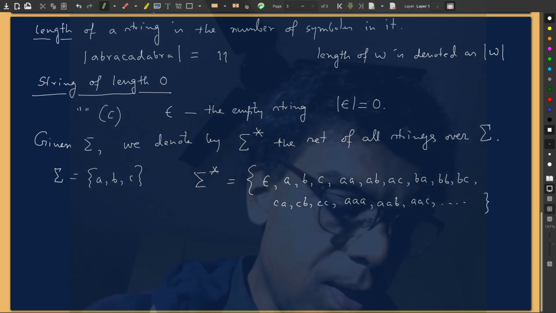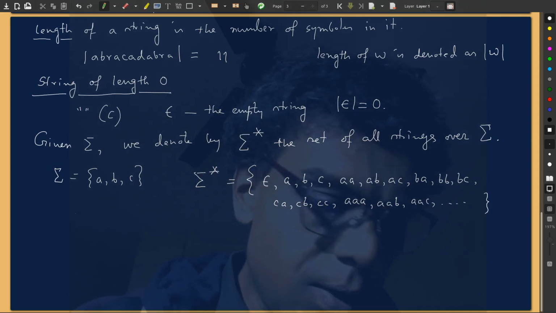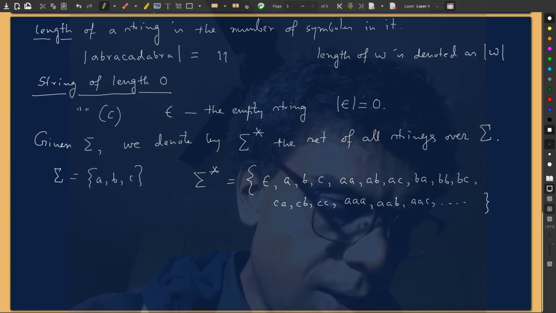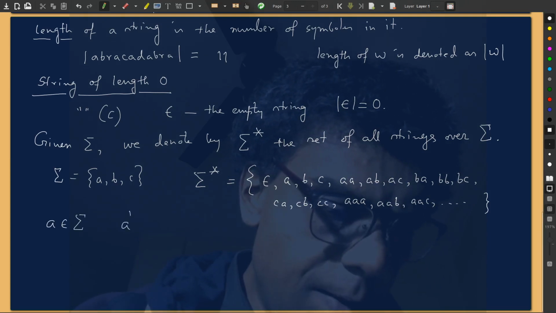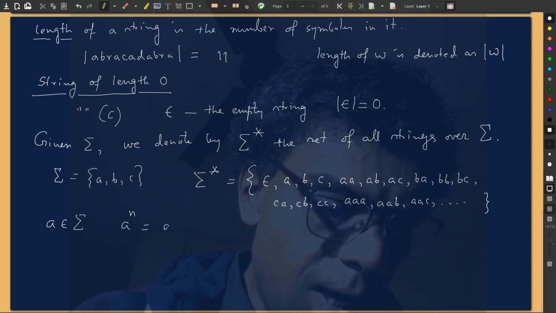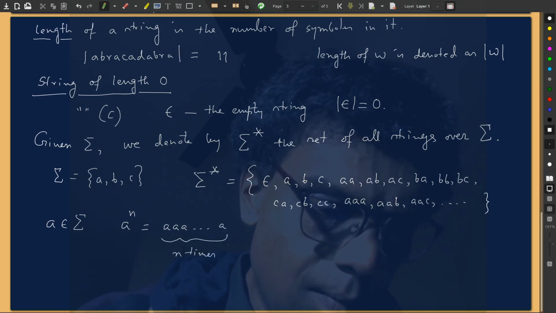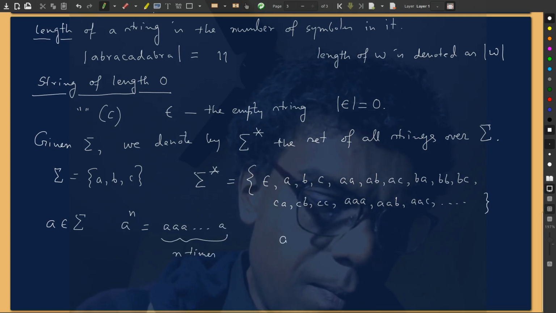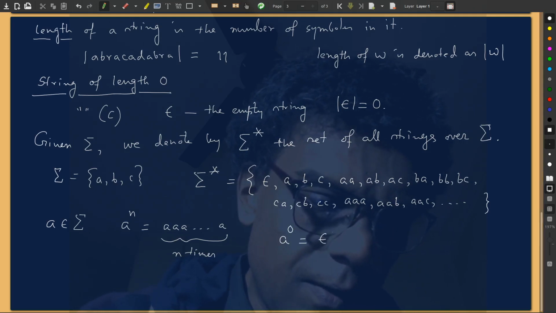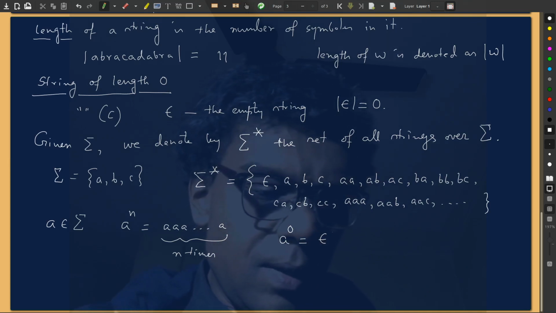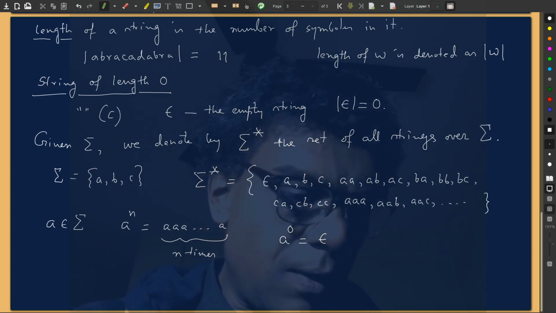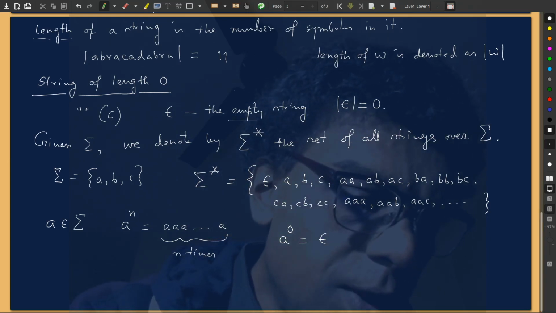Fine. I will also denote, for a symbol A in some alphabet, A power n as the n-fold concatenation of A. And by convention, what is the 0-fold concatenation? This is epsilon. So A appears 0 times. So this is the null string or the empty string. So the empty string is also called the null string.